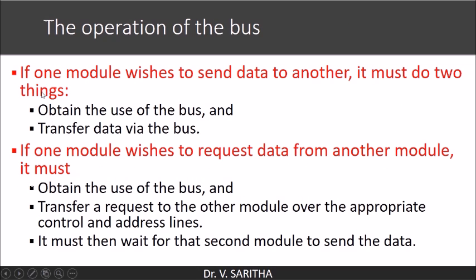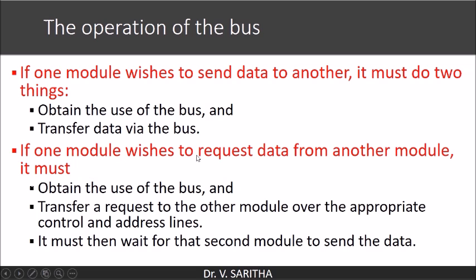The operation of the bus. If one module wishes to send data to another, it must do two things. So let us say that the processor wants to send data to the memory: obtain the use of the bus, and transfer data via the bus. Generally the processor will have control of the bus. So the processor will be putting the data onto the data bus and the address onto the address bus and can perform the write operation using the bus.